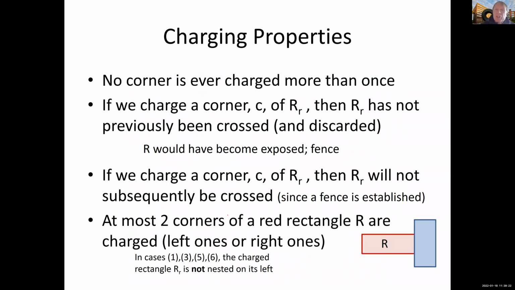So the charging properties: no corner is ever charged more than once. If we charge a corner of a rectangle, then that rectangle has not been previously crossed by a cut, and it will not subsequently be crossed by a cut, because the fences are established. And at most 2 corners of a rectangle are charged, because we're only charging it from one side. After that, it becomes anchored and there's a fence to protect it.